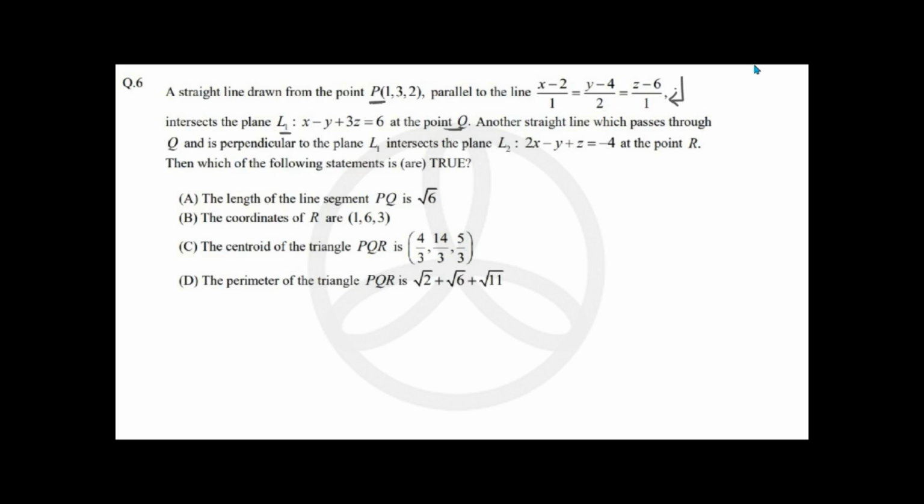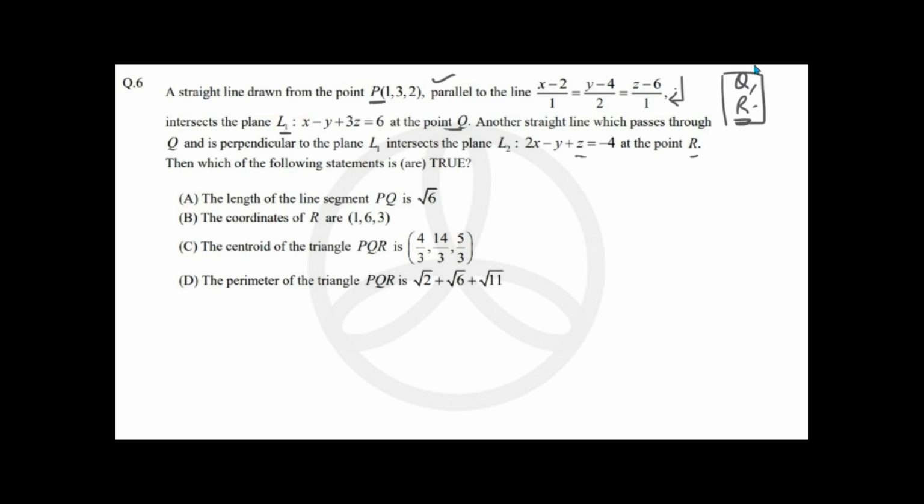So first of all, we have to find point Q. This is one of the requirements. Once we know point Q, we will be able to find the distance PQ. Another straight line which passes through Q is perpendicular to L1. So we have to find one straight line which is perpendicular to this particular line, and that line intersects this one at this point, which is R. We need to find both Q and R in this question.